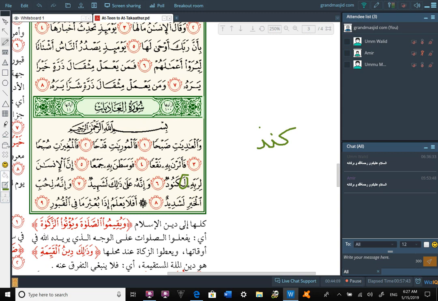And there are a number of benefits to swearing by the horses. Number one, the importance of jihad in the way of Allah subhanahu wa ta'ala. The importance of horses in Islam. Islam places a great emphasis on being able to ride a horse and being skilled in horses. And horses, the Arabian horses, due to an authentic hadith, they make dua for their owner.